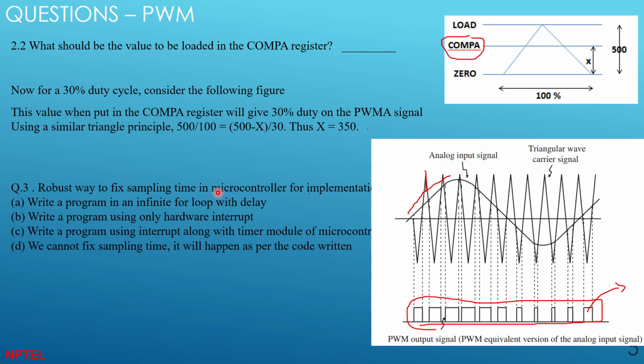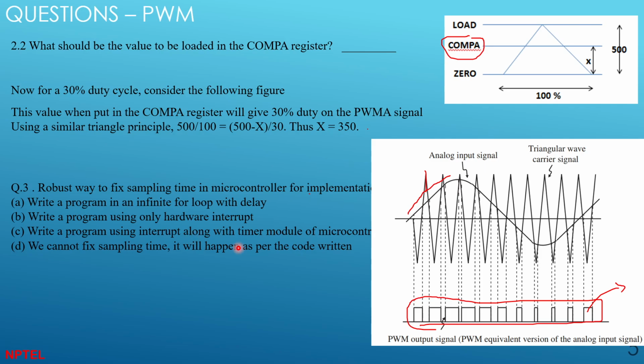Robots try to fix a sampling time in a microcontroller for implementation. Sampling time, you know what sampling time is, right? The time in which your microcontroller takes readings. So what is the optimal way to do that? What is the robust way to do it?